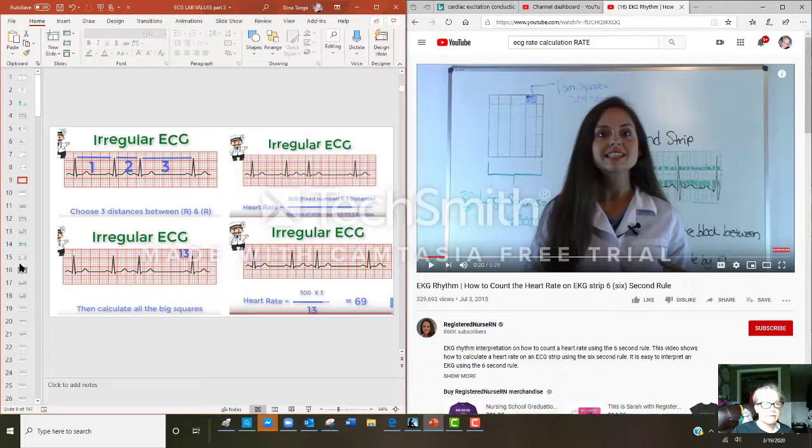For an irregular ECG, like this one right here, you notice that the distances between R to R are irregular, different from this one to this one to this one. They're all 3 different. So you would take the fixed number 300 times 3 distances, and divide by the number of big squares in the 3 distances. You calculate how many big squares are in between the 3 distances, which is 13 squares. So 300 times 3 divided by 13 is 69.